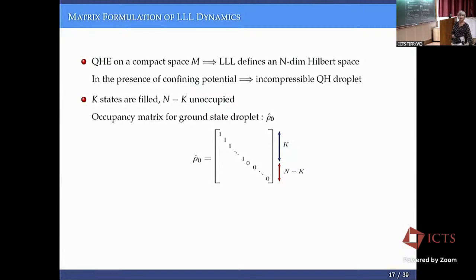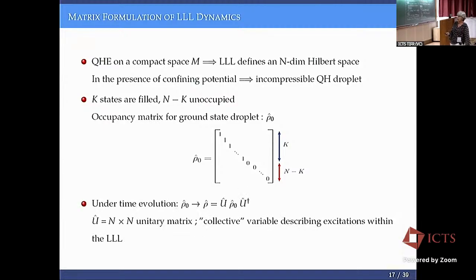Okay, now what are the most general transformations that preserve the lowest Landau level condition? They are unitary transformations that act on these matrices. So they reshuffle the electrons in different states, but within the lowest Landau level. Okay, so under time evolution, ρ0 changes to some ρ, which is U ρ0 U dagger, and this U is an n by n unitary matrix. And in a sense, this matrix U acts as a collective variable which describes the excitations within the lowest Landau level.